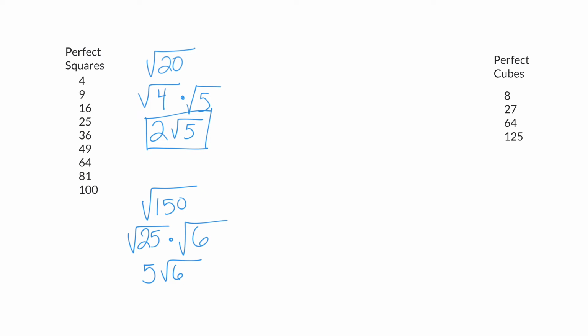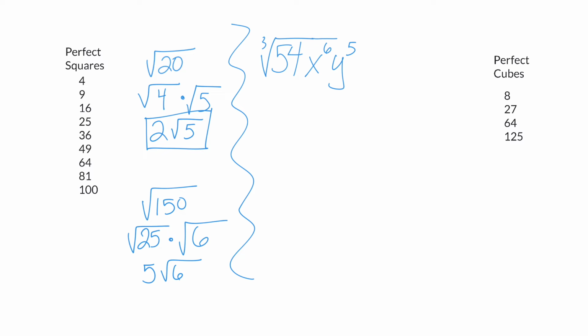All right, let's try some more. How about something like the cube root? We'll do a cube root one for practice here. The cube root of, let's say 54, and then just to make life interesting, I'm going to throw some variables in there also. Let's say x to the 6th, y to the 5th, and let's do z to the 10th. All right, this is going to be crazy. If you can do this one, you're going to be amazing.